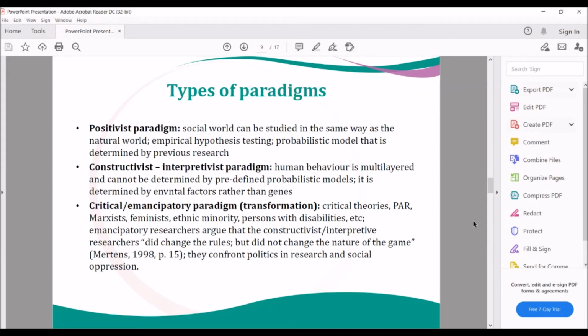And then the constructivist-interpretivist paradigm claims that human behavior is multi-layered and cannot be determined by predefined probabilistic models. It is determined rather by environmental factors rather than genes. You will remember, some of you that might be of my age, that the time when we went to school, our intellectualism was being measured based on genes.